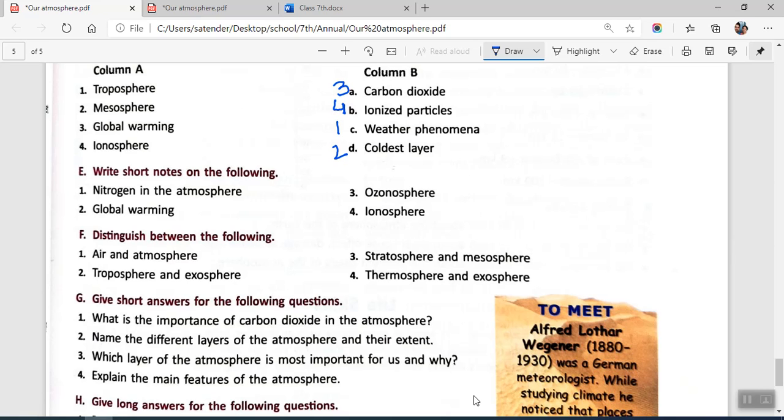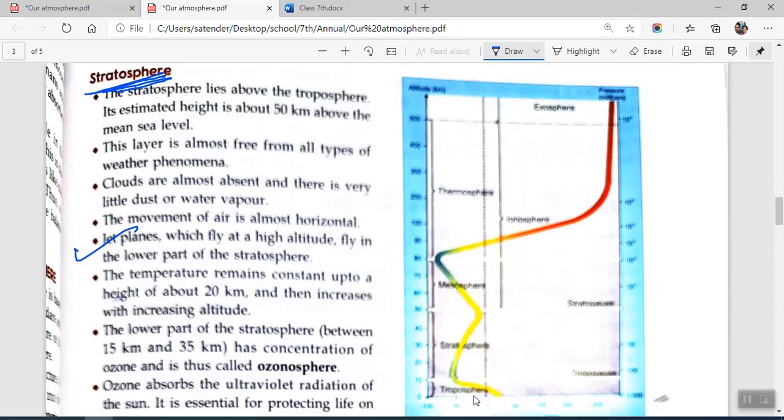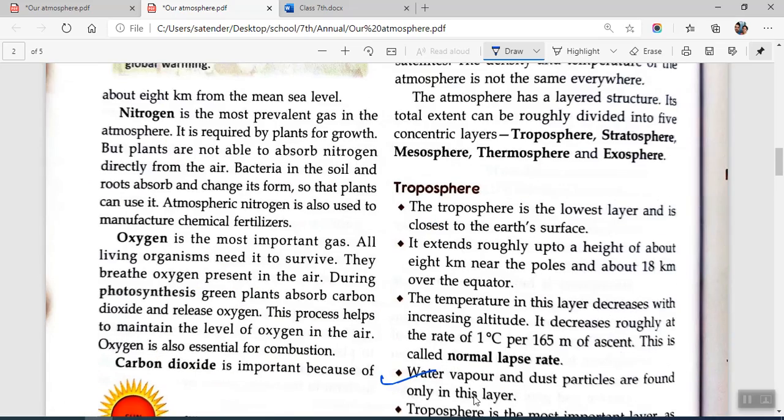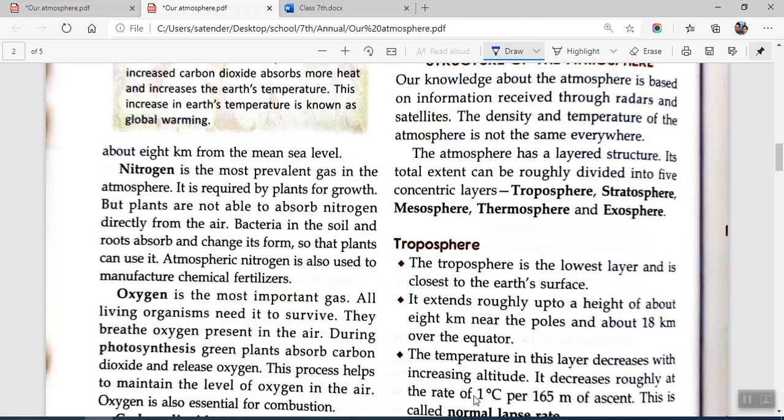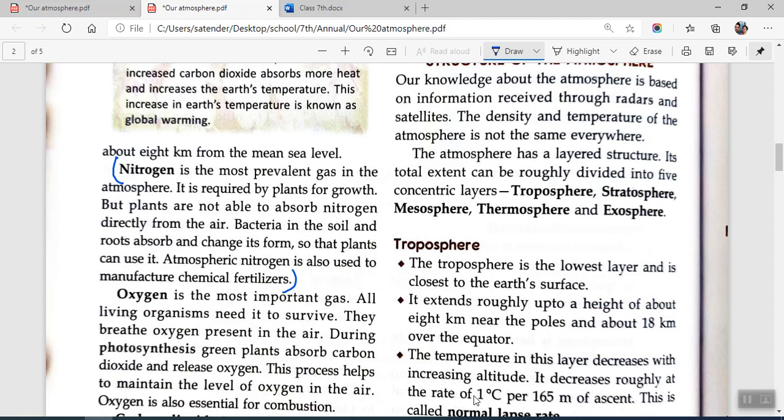Okay, then we have, write short note on the following: nitrogen in the atmosphere. If we come to this paragraph, we have a special paragraph for nitrogen. So you will be writing this. For all the plants, atmospheric nitrogen is also used for this. You will be writing this complete paragraph. This is your E1. I'll put up the number here so that you don't get confused about this.